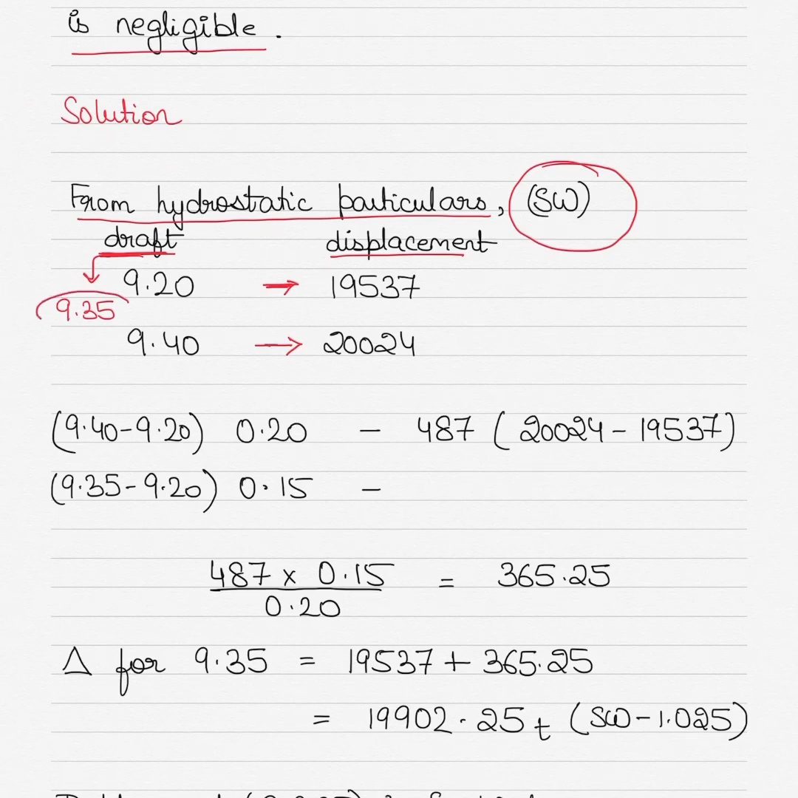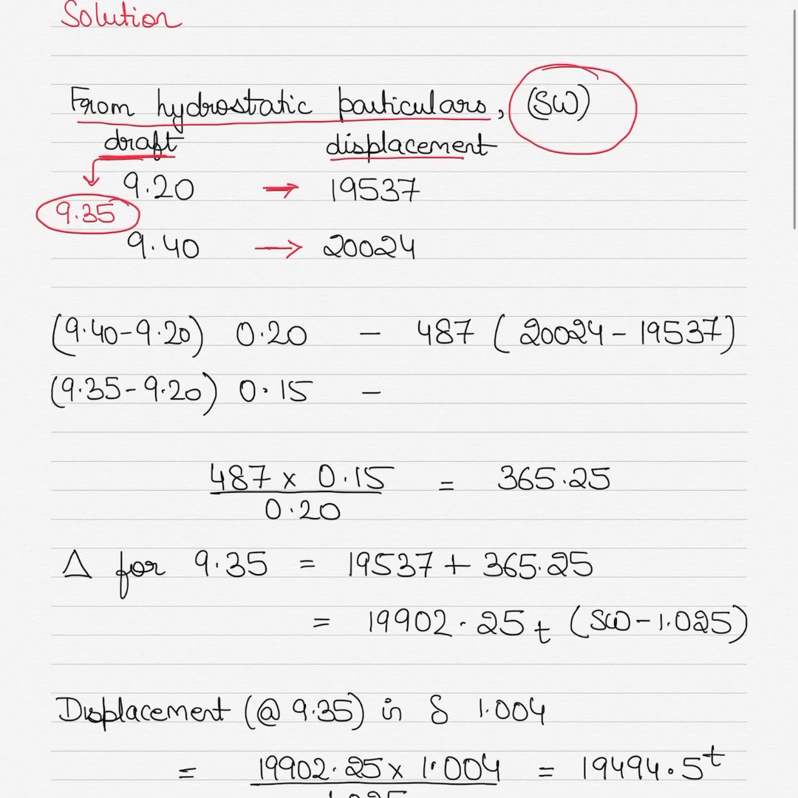Then you need it for 9.35, so how do you interpolate? The difference between 9.2 and 9.4 is 0.20, and the difference between 20024 and 19537 is 487, as you see on the screen. So for a draft difference of 0.2, the displacement difference is 487, but you need it for a draft difference of 0.15, because 9.35 minus 9.20 is 0.15. So what you need is the change in displacement for a change in draft of 0.15.